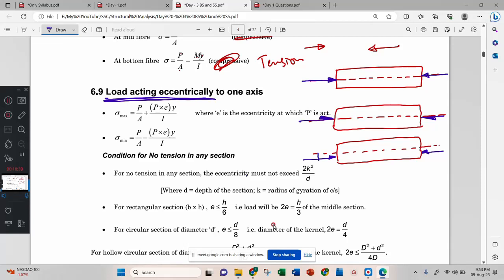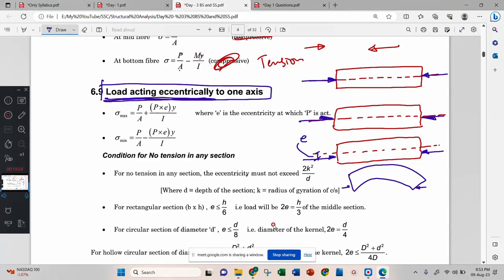Some distance is there now here. This distance is called E, a small distance. Because of this, the material will bend like this. Okay, this will bend. That's why in the bending chapter, we are discussing this. In the bending chapter, they have included eccentric loading.